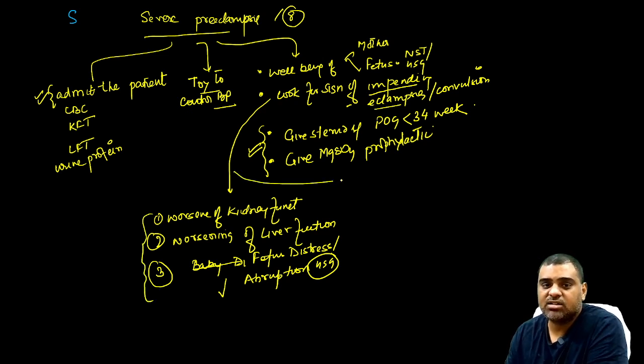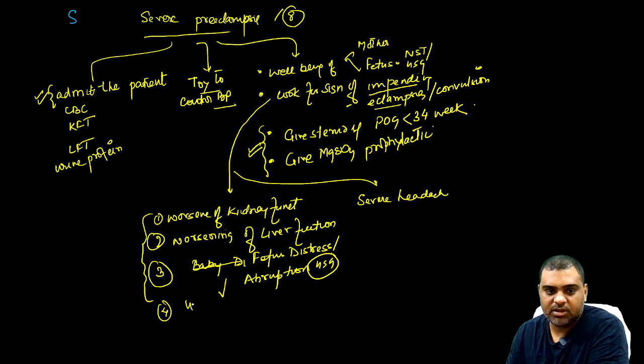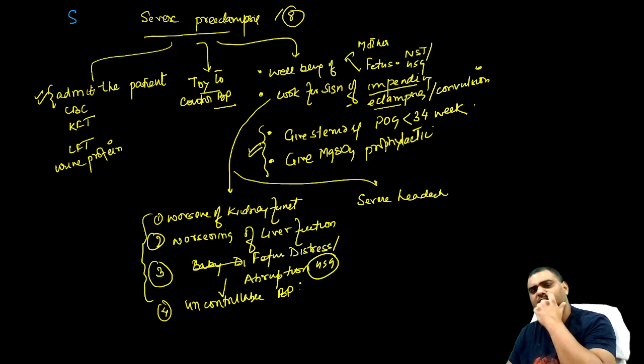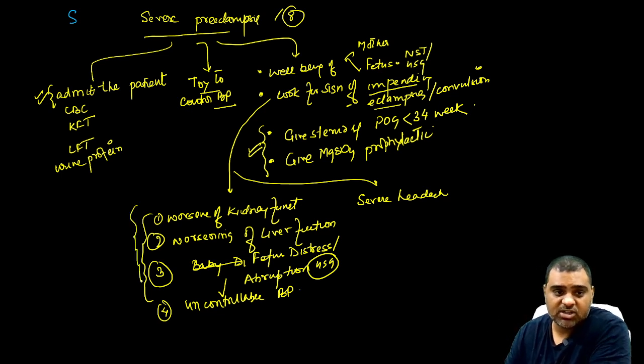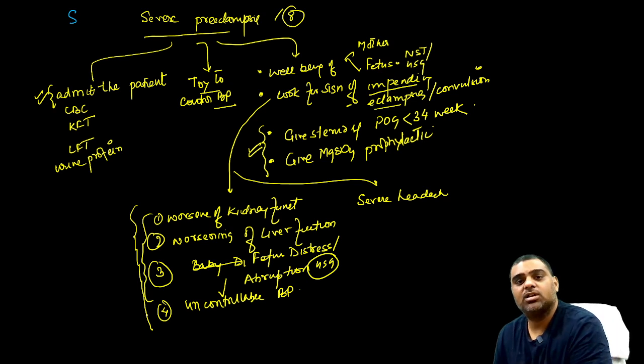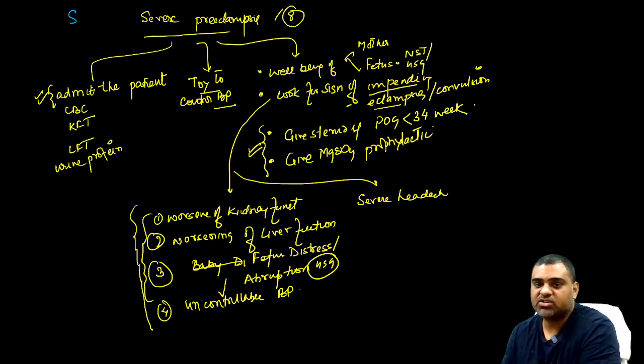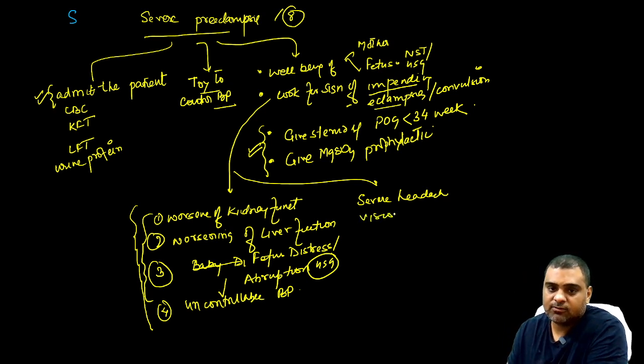What are the other signs? Signs and symptoms will be same. That is severe headache. If this lady develops severe headache, and uncontrollable BP. Here, uncontrollable BP means you are using everything, NTG, labetalol, even after that the BP is above 160. So these all are basically signs of impending eclampsia. And severe headache, vision disturbance.